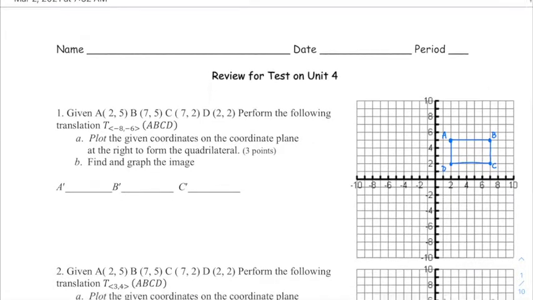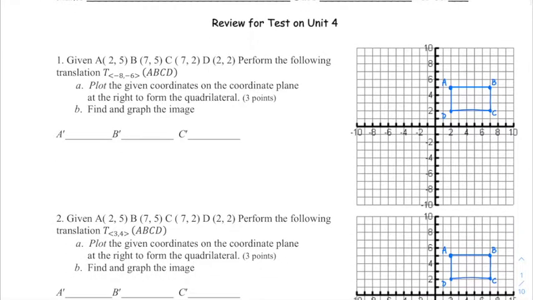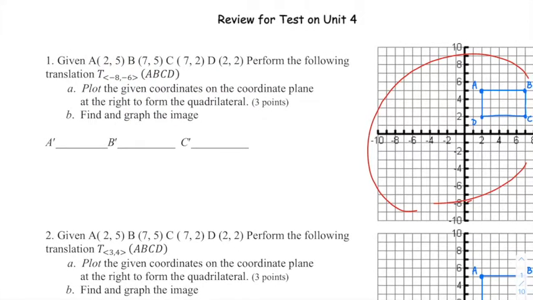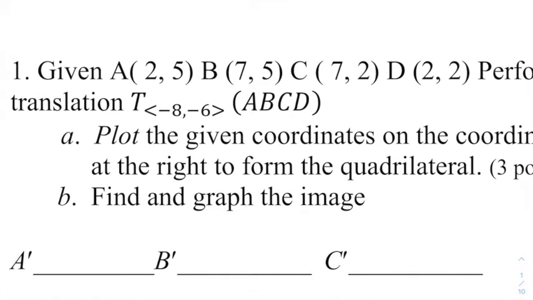All right, we got the Unit 4 test review here. First question tells us to do a translation of -8, -6. A couple ways you can do that. You can use the graph and visually make that movement happen, or you can take -8, -6, and add those to the corresponding x and y values. So I might do a couple points just to show you how.